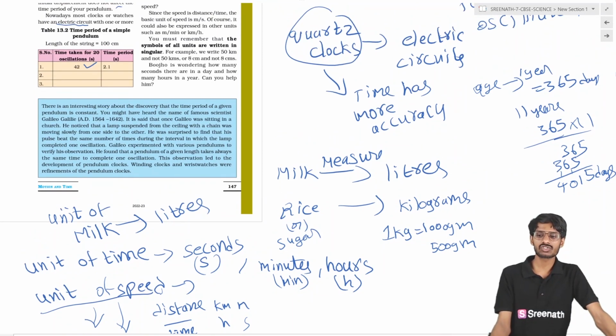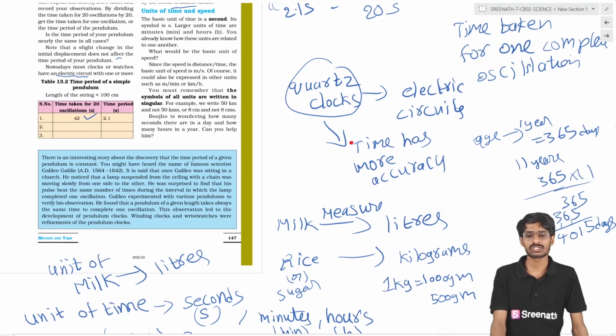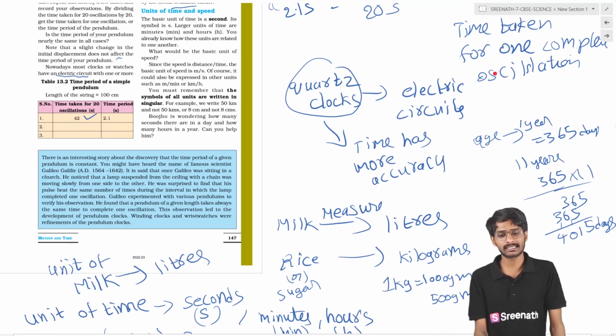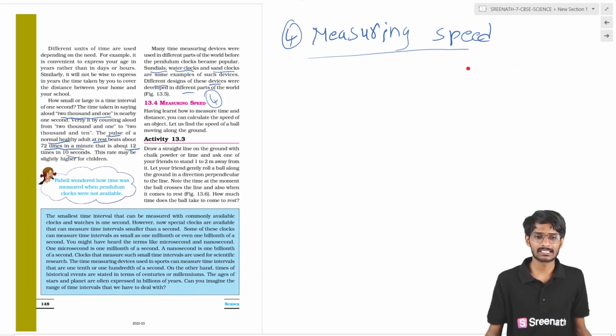So basically quartz clocks, nowadays our present clocks are quartz clocks, they have electric circuits and they show the more accurate time, students. So that is about the third topic, students. We have completed it, students.